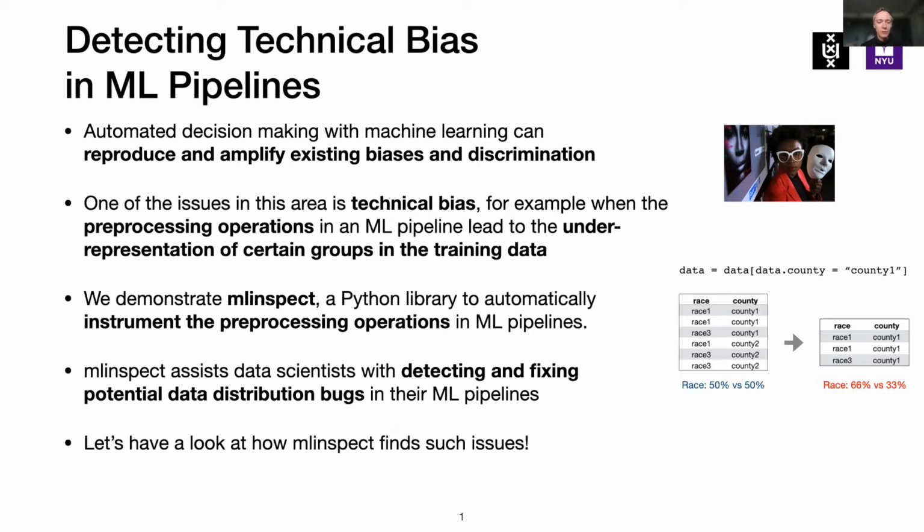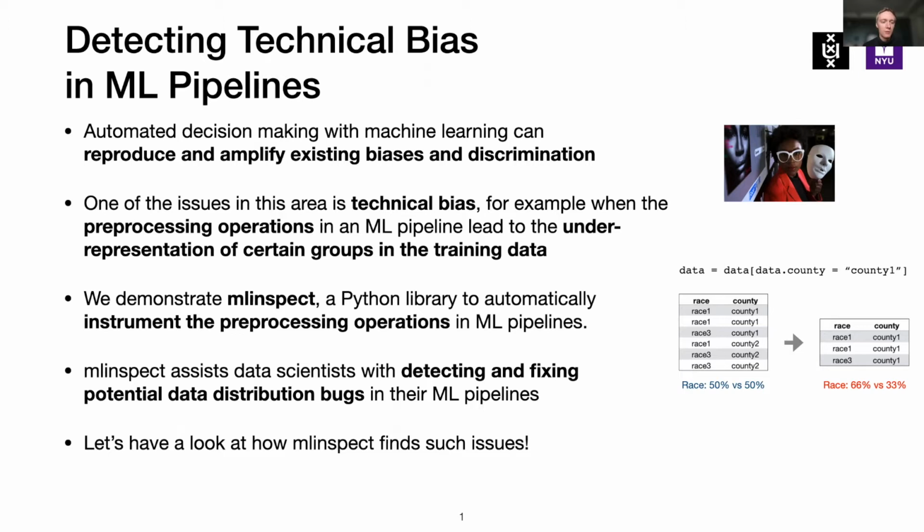Machine learning is increasingly used to automate important decisions in domains like credit and lending, medical diagnosis, and hiring. But automated decision-making can reproduce or amplify existing biases or discrimination. One of these issues is technical bias. For example, pre-processing operations can lead to the under or over-representation of groups in the data.